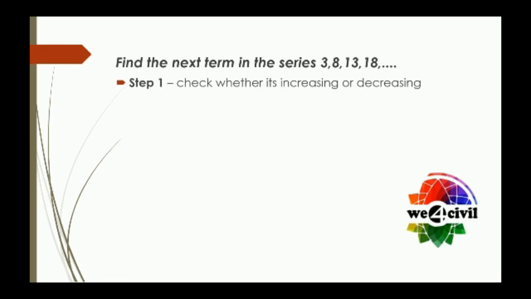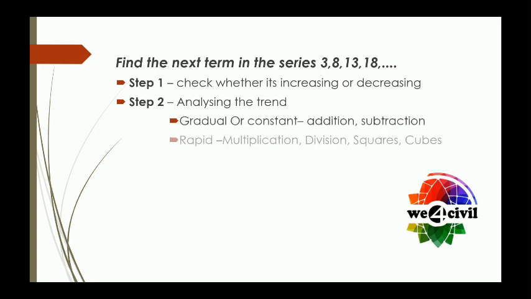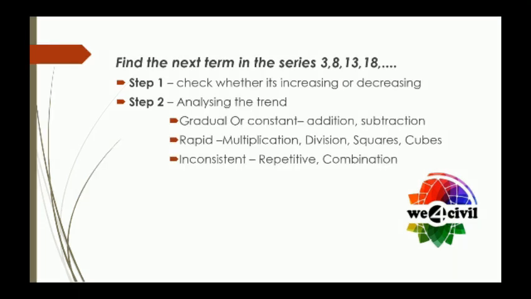Once you know whether it's increasing or decreasing, the next step is to analyze the trend. That means the degree of increase, how much the increase is happening with the successive terms. After understanding the trend of increase or decrease, we can conclude whether it's addition series, subtraction series, multiplication or whatsoever. I'll explain all these in the coming slides.